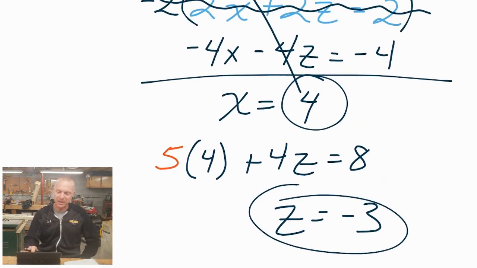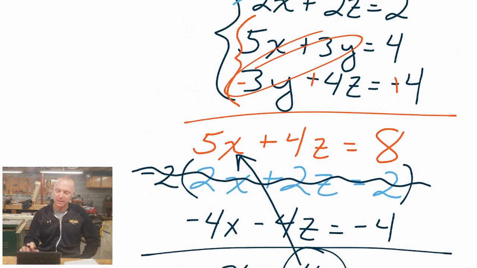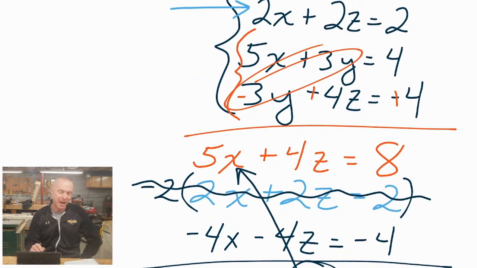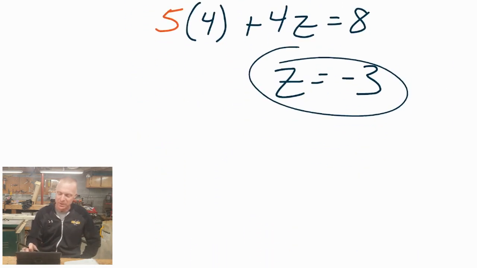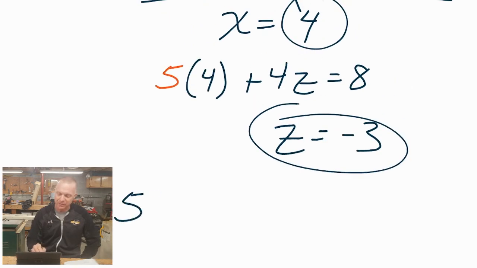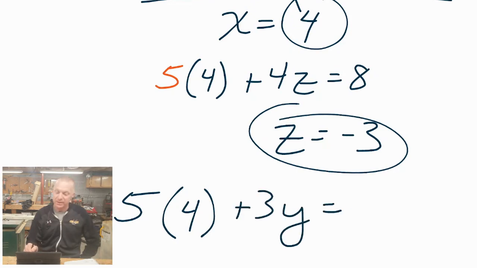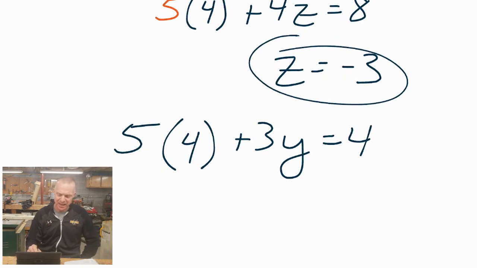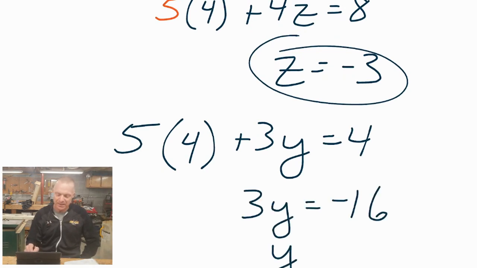But interesting, if I go back to my original equations, I don't actually need x and z to be able to solve for y. I really just need x. It says 5x plus 3y equals 4. So that means 5 times 4 plus 3y equals 4. So this is going to end up being 3y equaling -16. So it's all right to get a decimal.